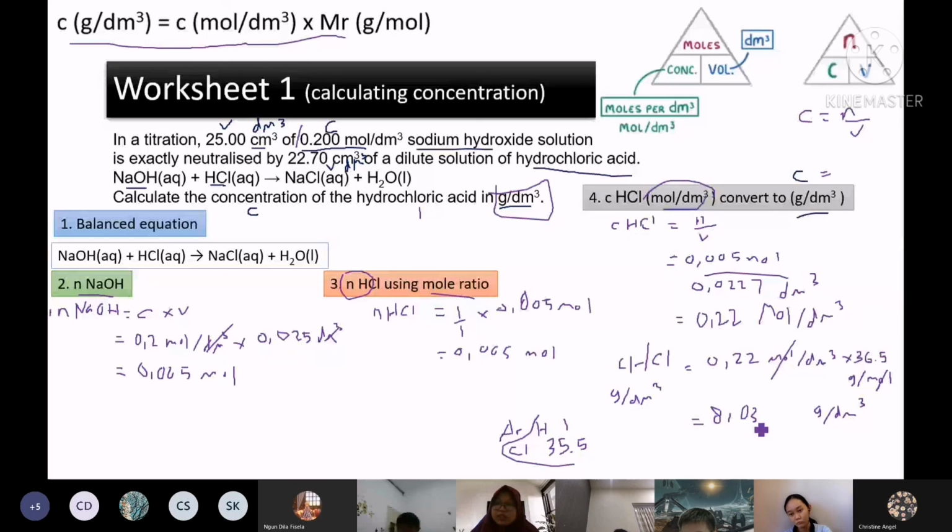Okay, understood. Then other students, do you have any questions about calculating concentration, calculating volume in volumetric analysis? No questions? If no questions, I think it's enough for today.